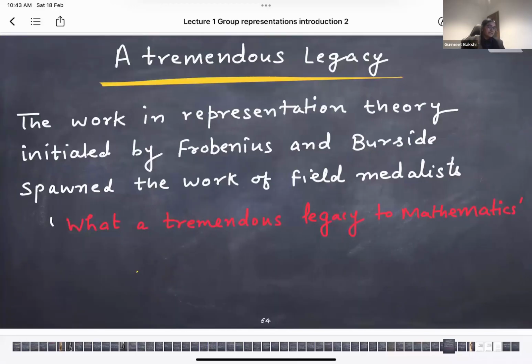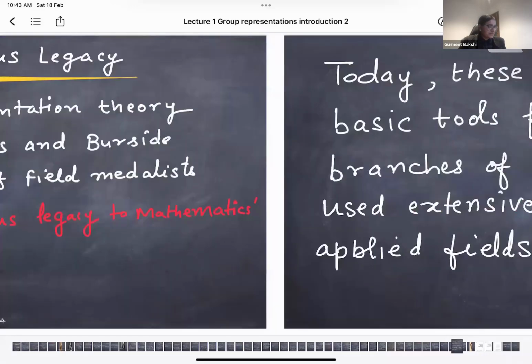So this tremendous legacy, the work in representation theory initiated by Frobenius and Burnside, spawned the work of Fields medalists. What a tremendous legacy to mathematics they have given. When Dedekind wrote a letter to Frobenius, he worked on it, and then Burnside applied the subject to finite groups. And then people realized the importance of the subject.